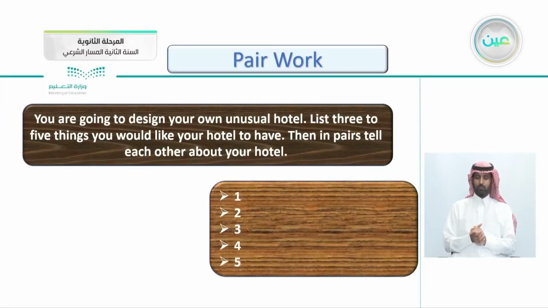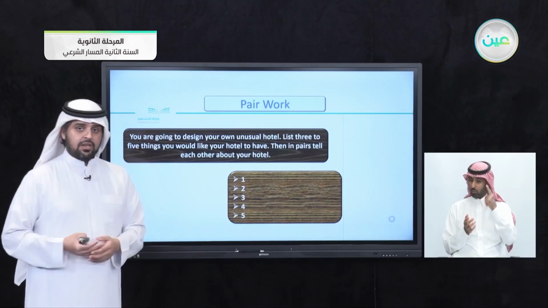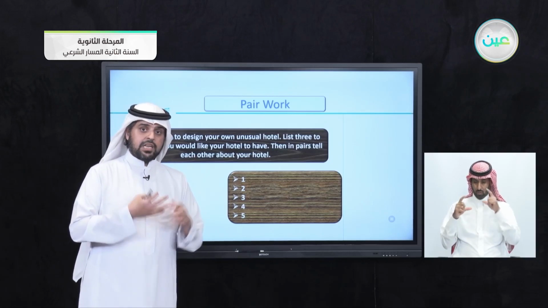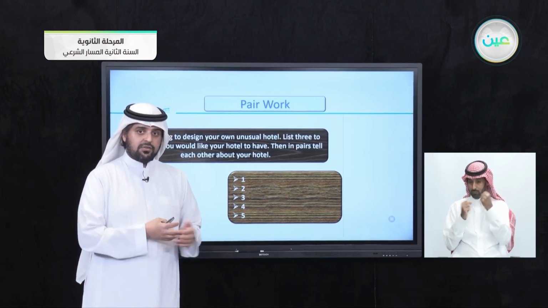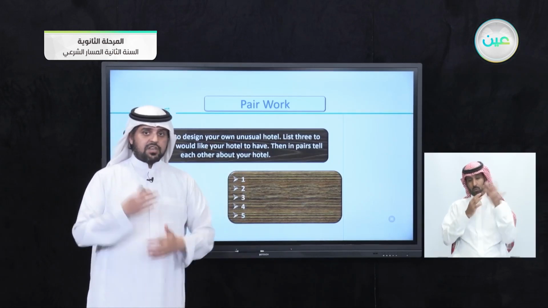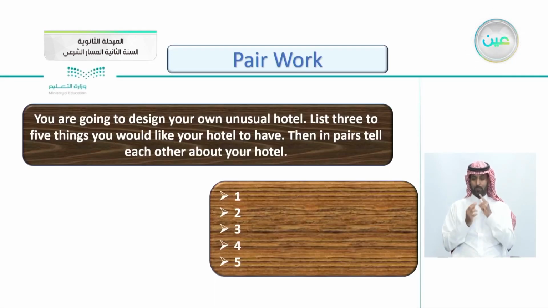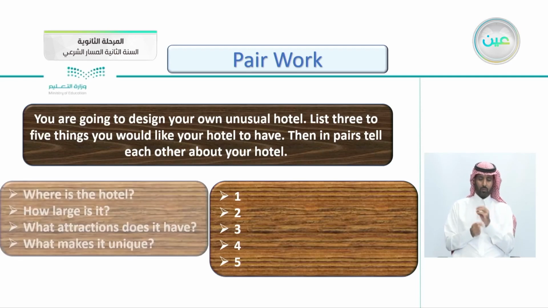So here a pair work exercise. You're going to design your own unusual or unique hotel. List 3 to 5 things you would like your hotel to have. Then in pairs, tell each other about your hotel. So imagine having a unique hotel. We read about hotels that have capsules, hotels that are igloos, snow igloos or glass igloos, hotels on top of trees. So give me some unique ideas about a hotel.